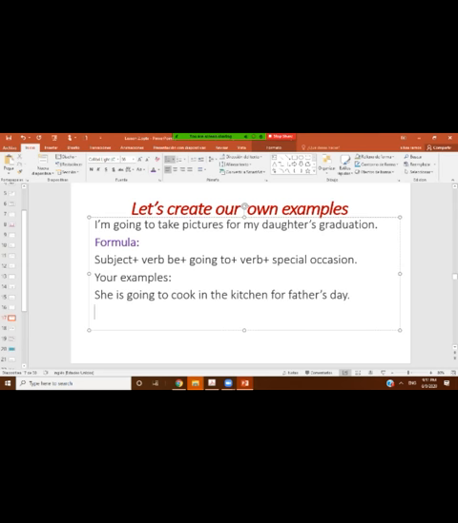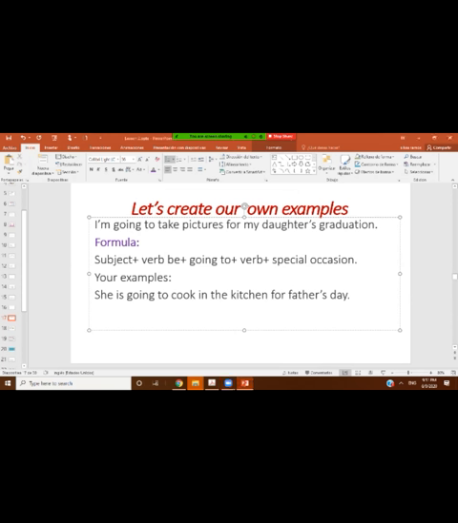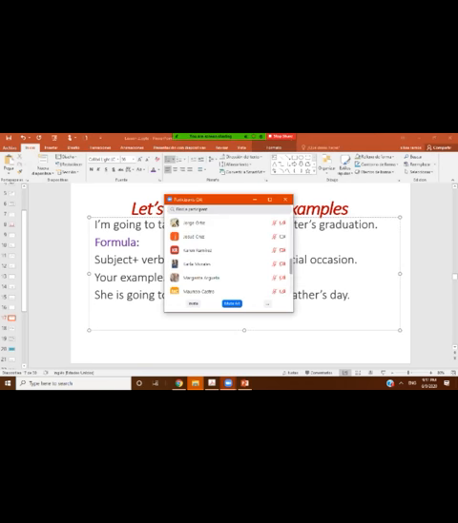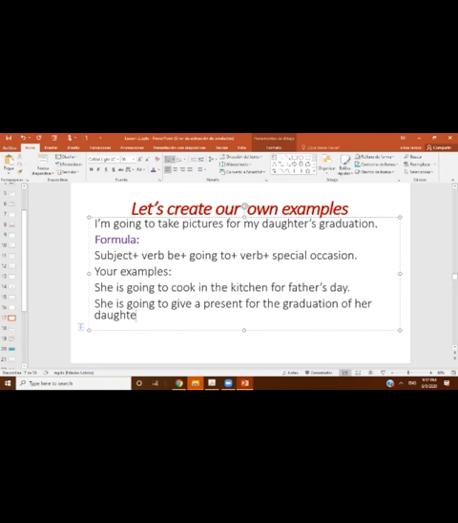Another example. Let's see. Como no quieren participar, yo lo voy a agarrar aquí. Lester. Another example. Okay. She's going to give a present for the graduation of her daughter.